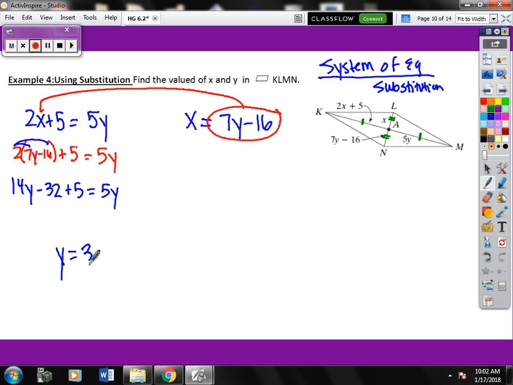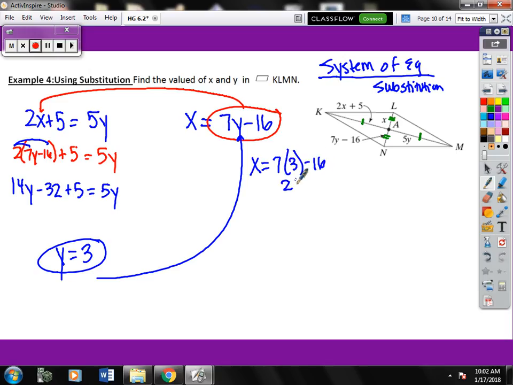You should get y equals 3. Of course, to get the value of x, you take the value for y and you sub it back into the x equation. You should get 21 minus 16, which will get me 5. If you want, you could take the time to plug those values back in and make sure that they do come out to be the same exact number, but they didn't ask us to find the lengths of the segments.